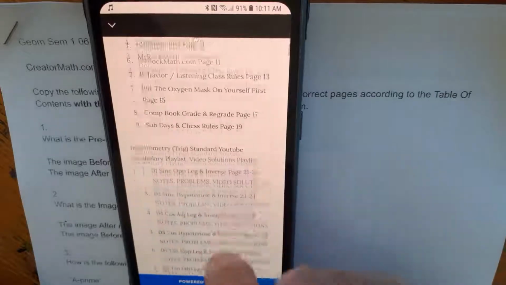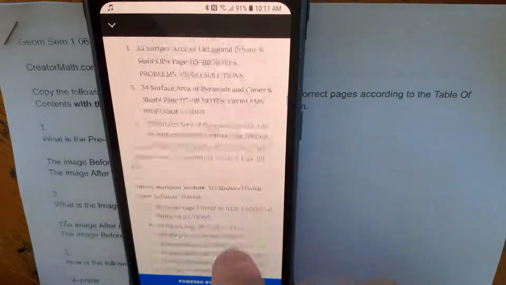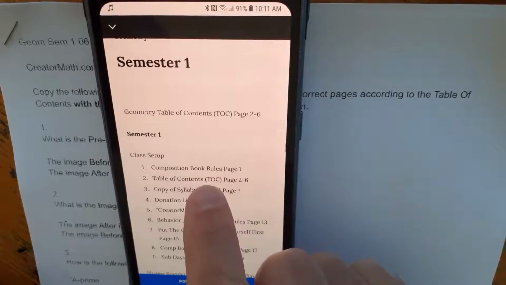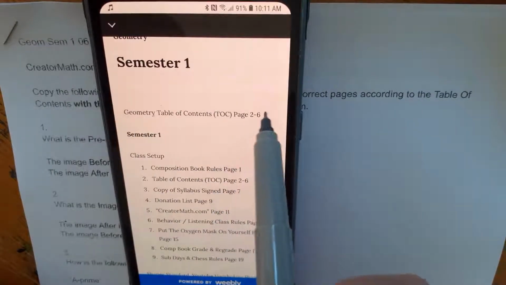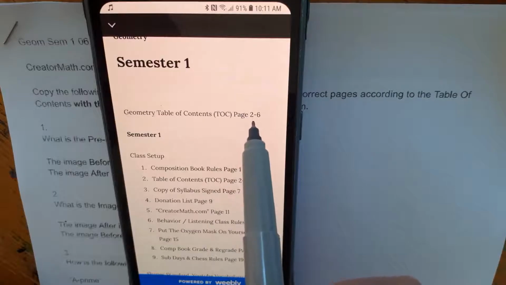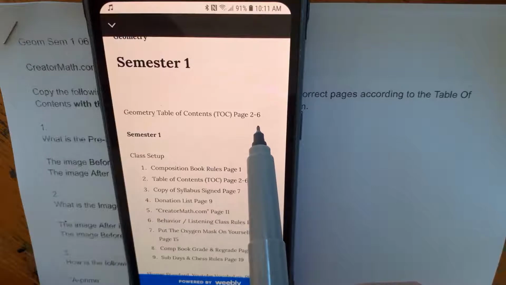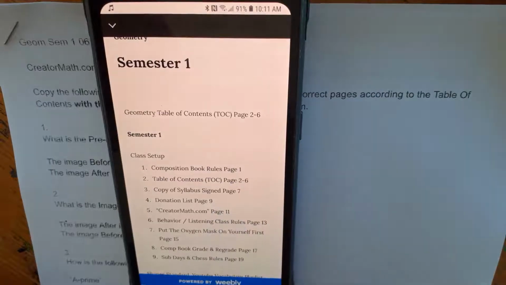We're going to scroll down to the semester that this unit and lesson are coming from. And we're going to see the table of contents. This should have been copied onto pages 2 through 6 of your composition book. If not, watch the videos on how to number your pages and how to fill out your composition book, and stop what you're doing now and put in this table of contents.